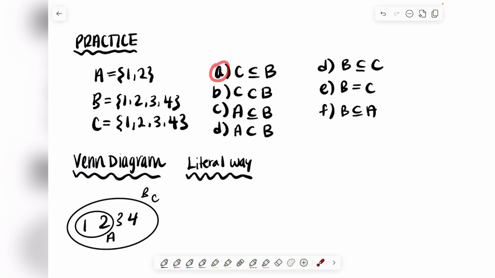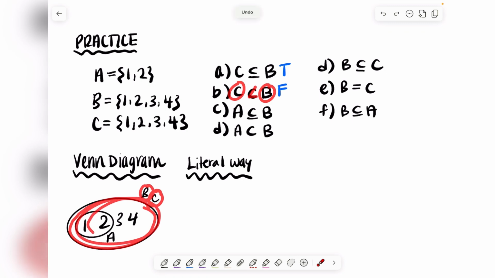So for the first one we have, is set C smaller than or equal to set B? Well, set C is this one right here, and it's actually equal to set B. They're the same. So because it satisfies this condition, this whole thing is true. Is set C smaller than set B? Well, set C is right here. Set C is not smaller than set B.